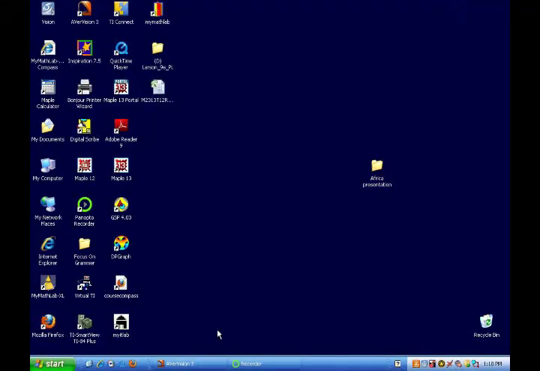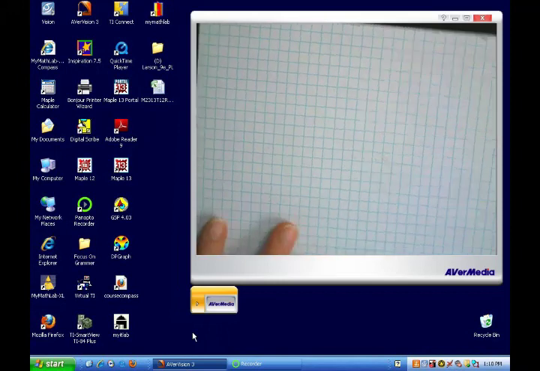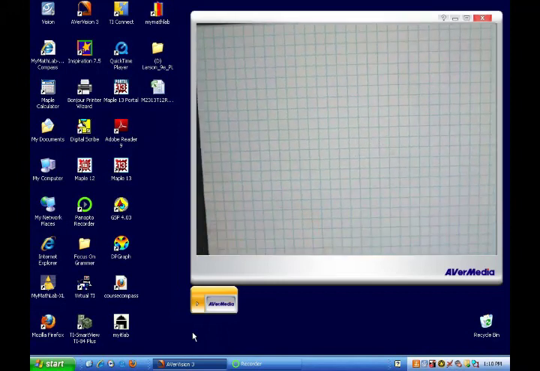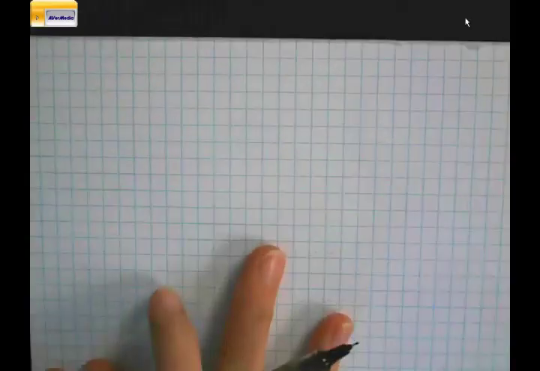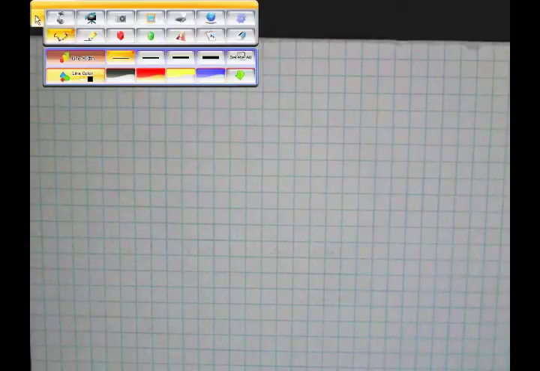Let me find my camera. Here it is. There it is. Okay. And I guess I should maximize the window. That would be helpful. I wish this little thing would go away. Nope.